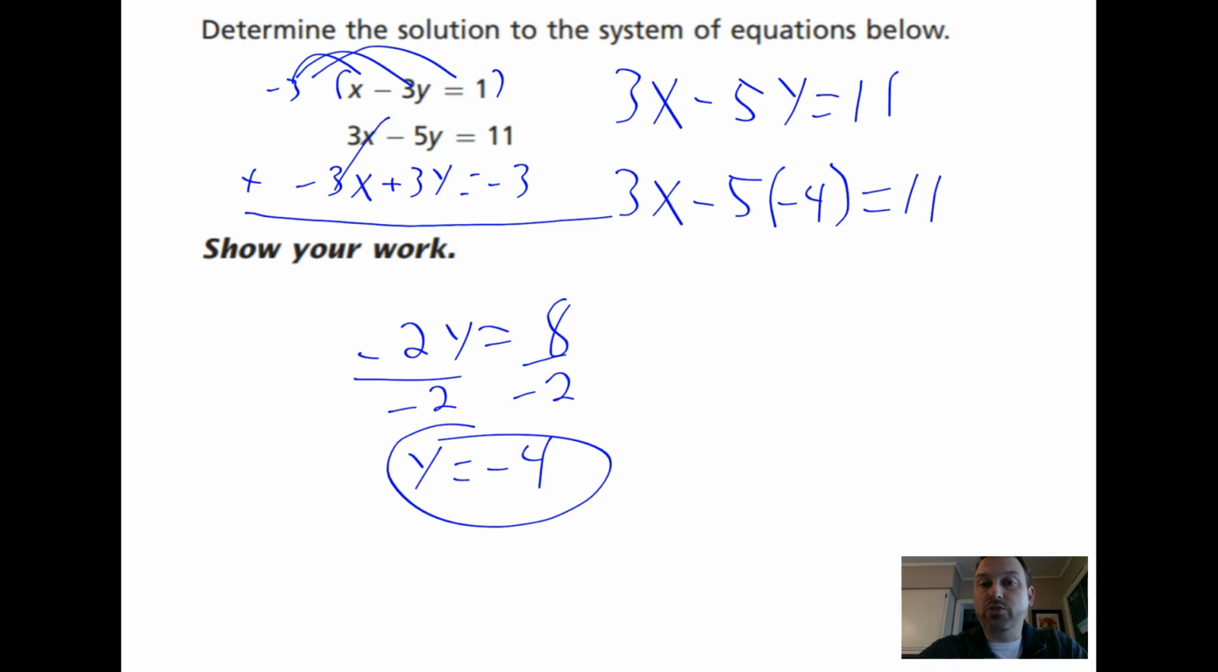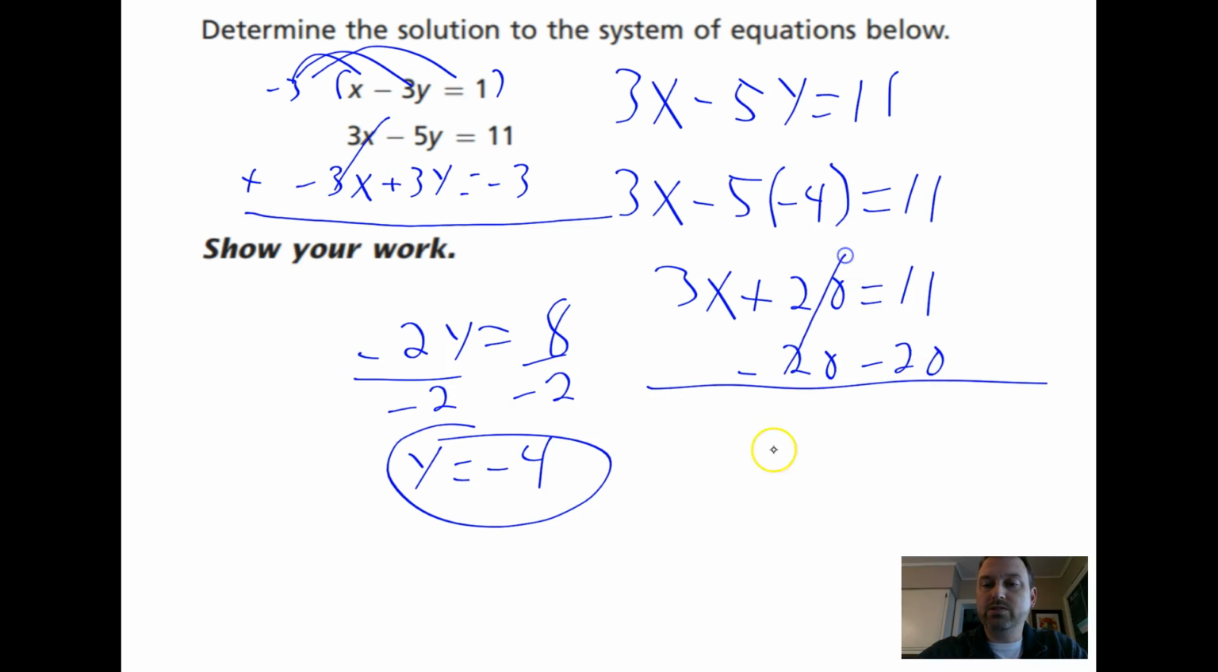Now I need to solve for x. Negative 5 times negative 4 is a positive 20. It's just a matter of solving for x. Subtract 20 from both sides. The 20's cancel, bring down the 3x. 11 take away 20 is negative 9. Divide by 3, x equals negative 3.